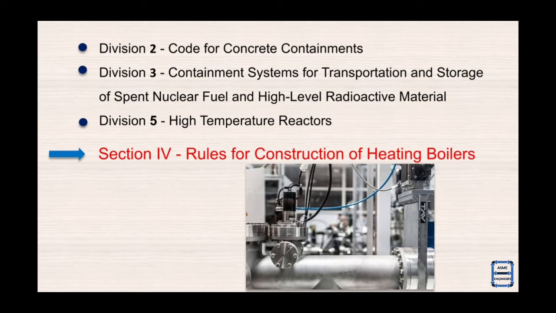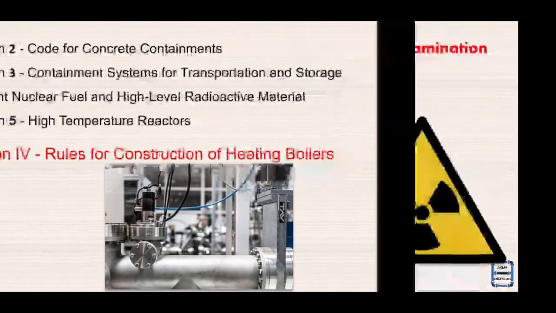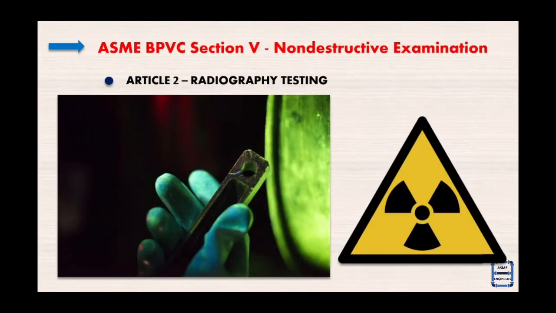Next is Section 4, which provides us rules for construction of heating boilers. Heating boilers are used to produce steam, which is further used to raise the temperature of fluid inside a heat exchanger. Next section is Section 5, which is about non-destructive examination.